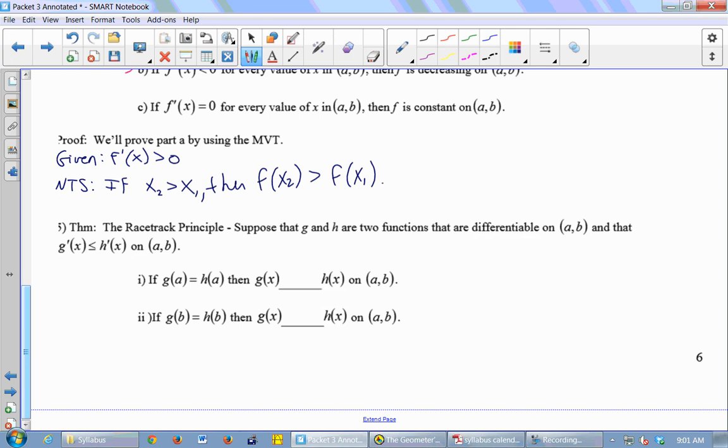All right, suppose that g and h are two functions that are differentiable on an interval a to b. So that means they're smooth and continuous. And g prime is less than or equal to h prime always on that interval. G prime is always less than or equal to h prime. Okay, so if g of a equals h of a, so they have the same value at the beginning of that interval, what can you say about the y values of g of x and h of x on the entire interval? Less than, greater than, equal to. How are they related?